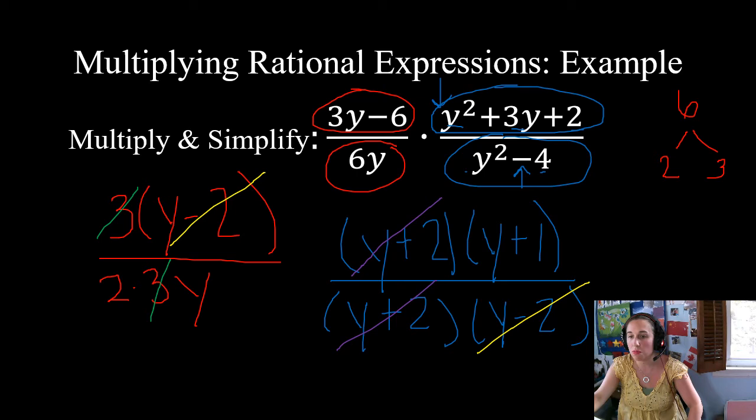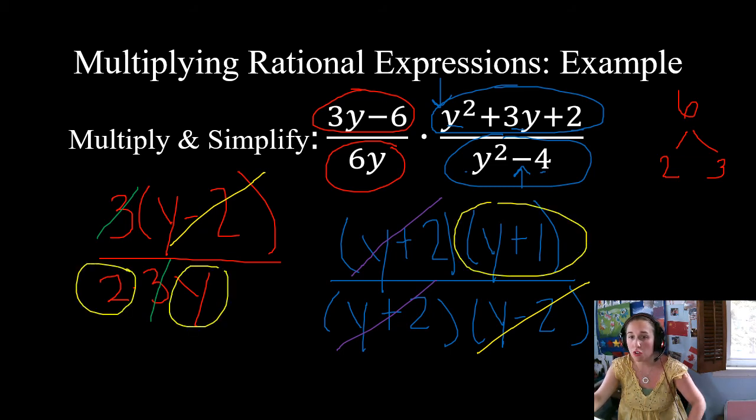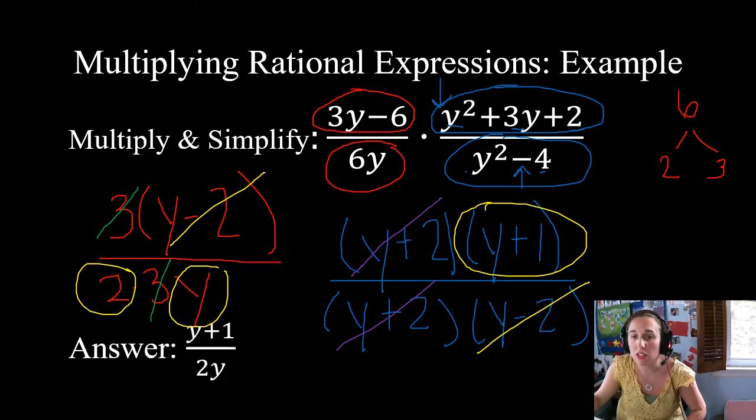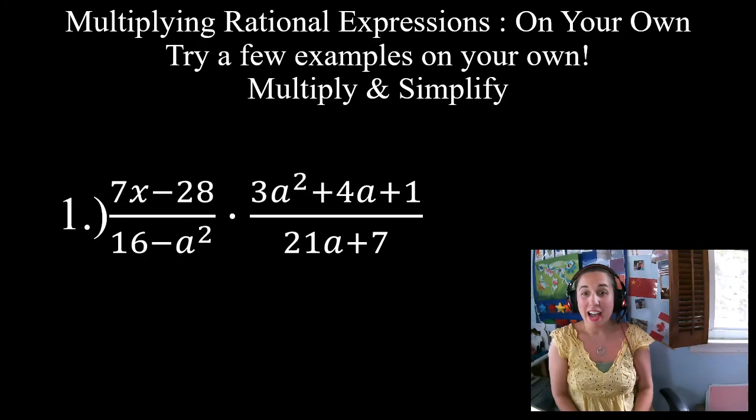So what am I left with? And this is just as important. Make sure you go back and get all the pieces that you are left with at the end. So I'm left with a 2 and a y in the denominator and a y plus 1 in the numerator, which means my final answer will be y plus 1 over 2y. Nice and easy, right? I don't anticipate you guys having too much trouble with this.